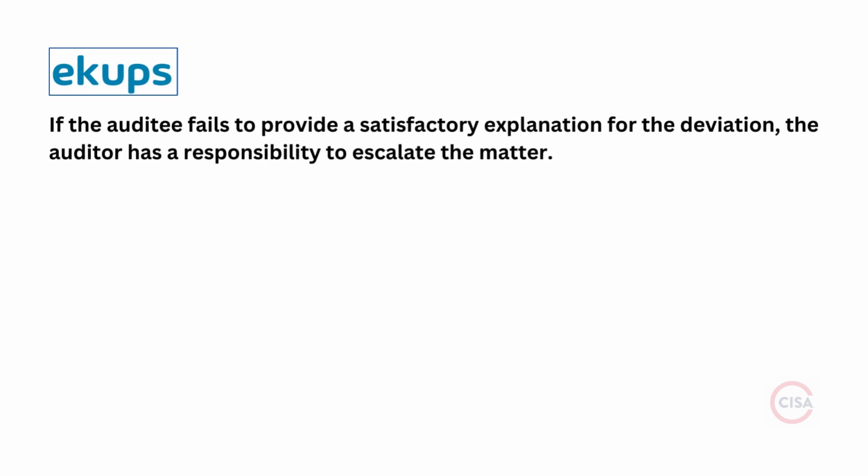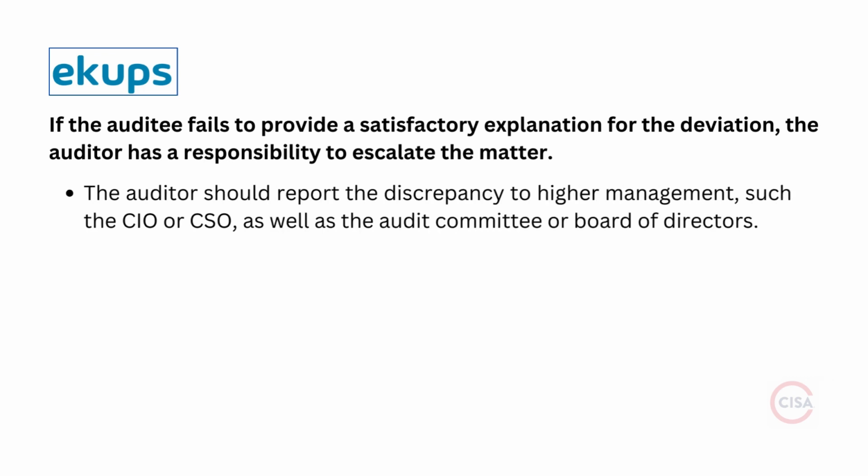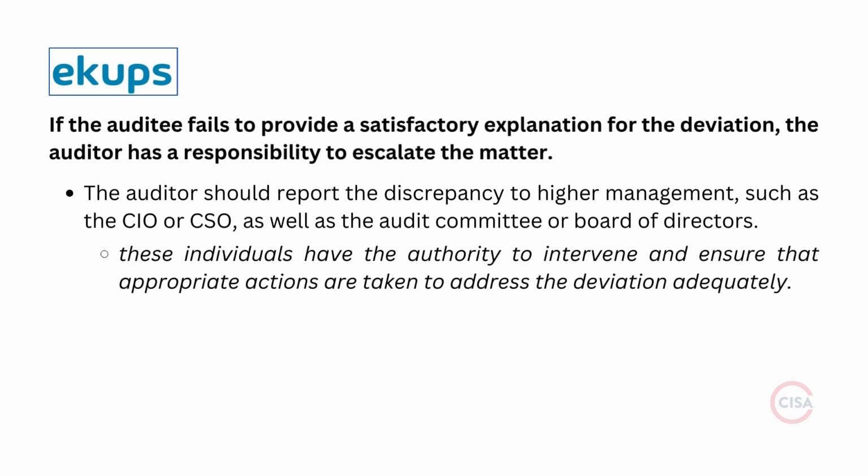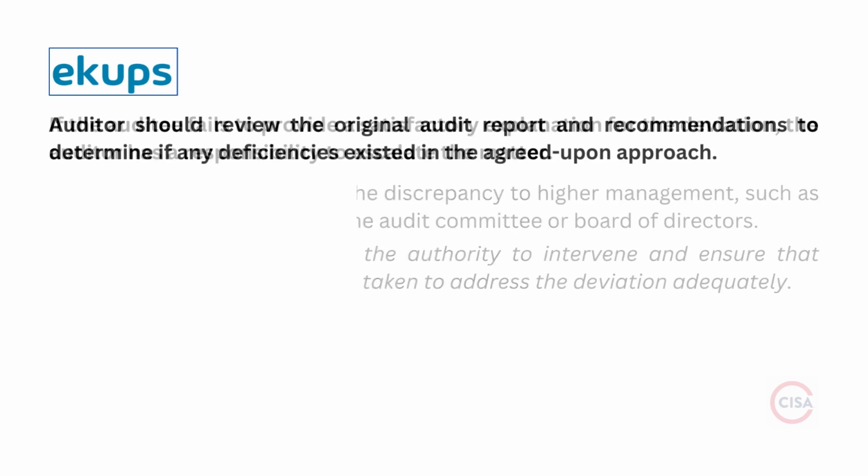However, if the auditee fails to provide a satisfactory explanation for the deviation, the auditor has a responsibility to escalate the matter. The auditor should report the discrepancy to higher management, such as the Chief Information Officer, CIO, or Chief Security Officer, CSO, as well as the Audit Committee or Board of Directors. These individuals have the authority to intervene and ensure that appropriate actions are taken to address the deviation adequately.